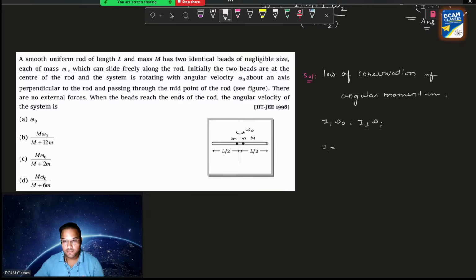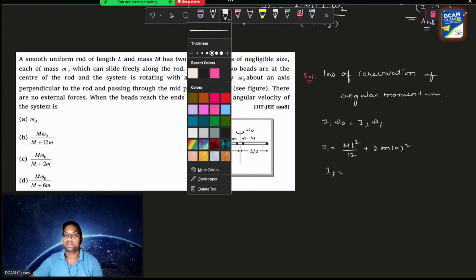ml square by 12. Very good. So it will be ml square by 12 initially, plus 2 into m into 0 square. Now, finally, when they have moved to the ends, one on this end, one on this end, their moment of inertia will add up.